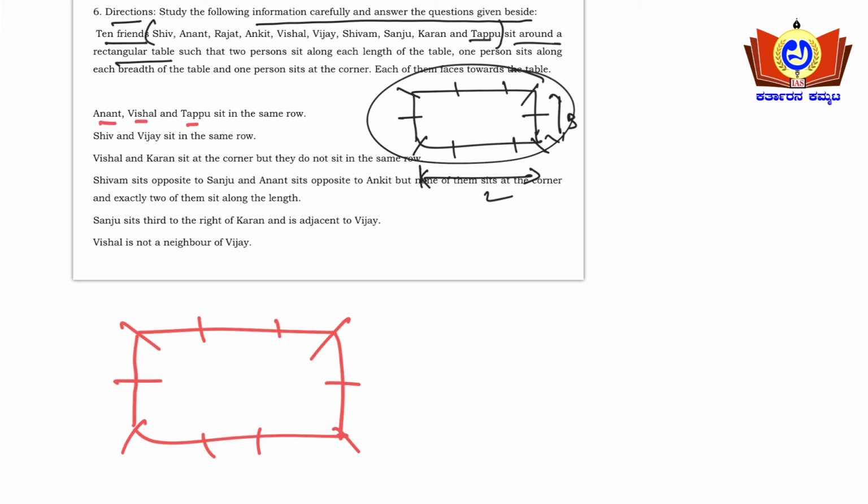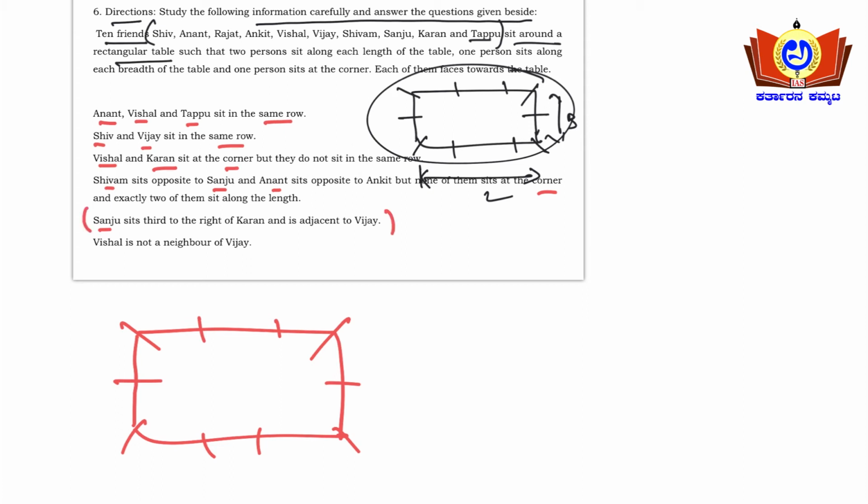Anant, Vishal, Tappu sit along the same row. Shiv, Vijay sit along the same row. Vishal, Karan sit along the corner, but they do not sit in the same row. Shivam sits opposite to Sanju, Anand sits opposite to Ankit, but none of them sit at the corner, and exactly 2 of them sit along the length. Sanju sits third to the right of Karan and is adjacent to Vijay.